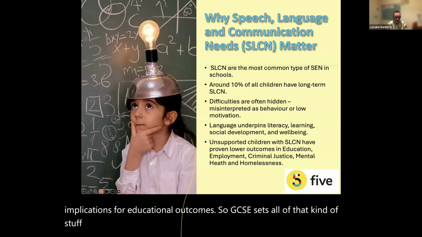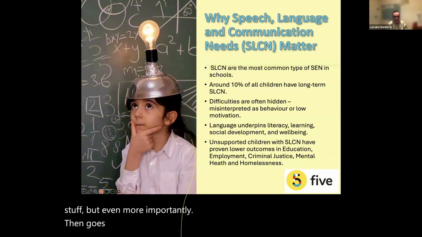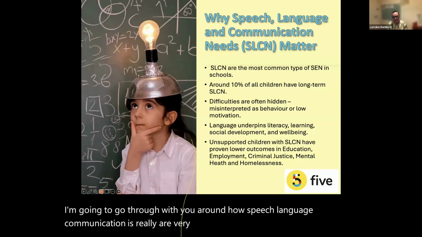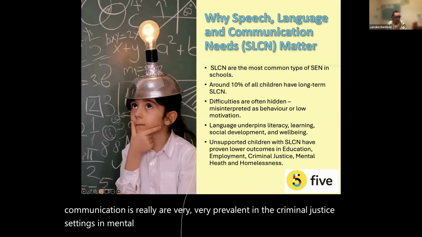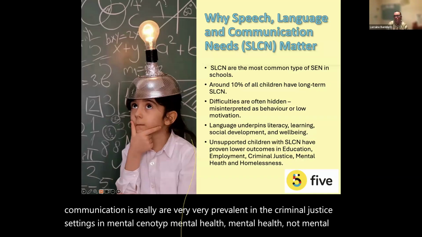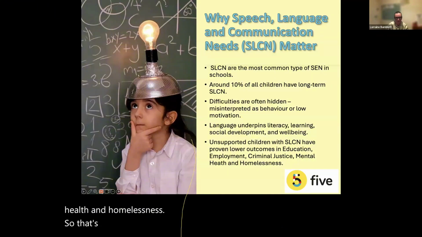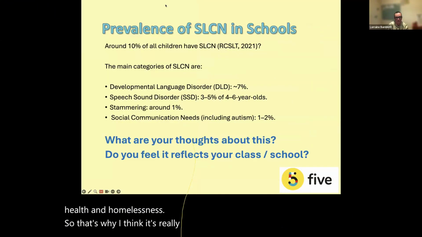But even more importantly, that then goes on to have an impact on employment. There is some research I'm going to go through with you around how speech, language, and communication needs really are very, very prevalent in the criminal justice setting, in mental health, and homelessness. So that's why I think it's really important that we consider it.